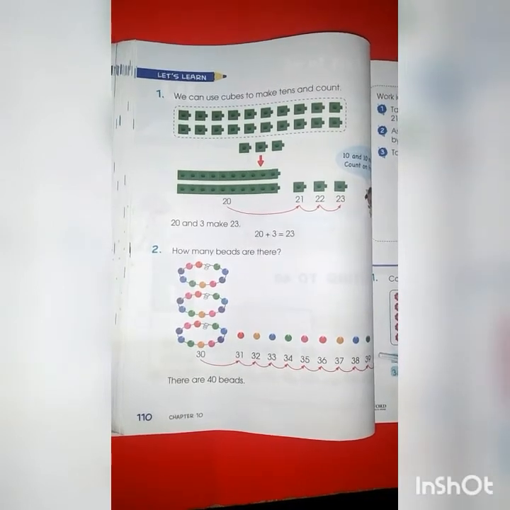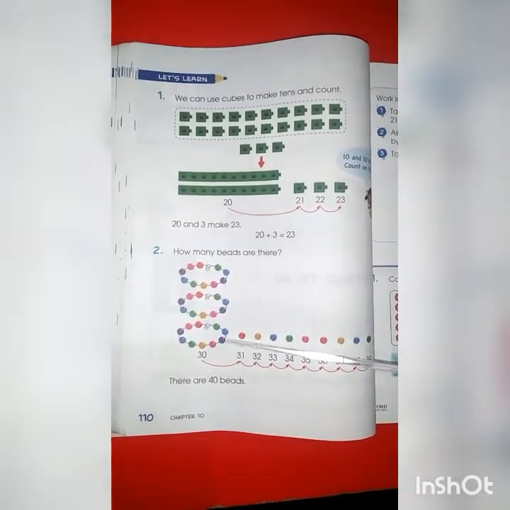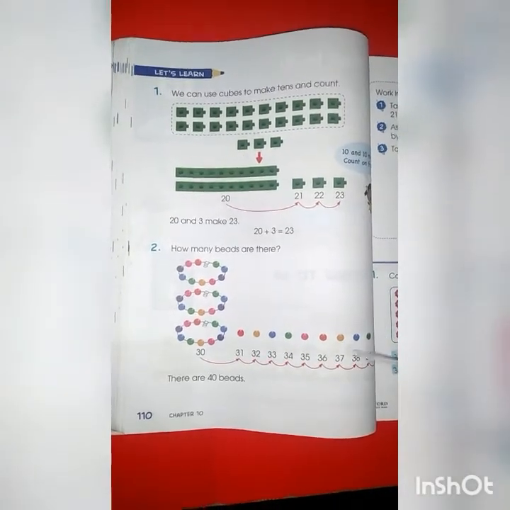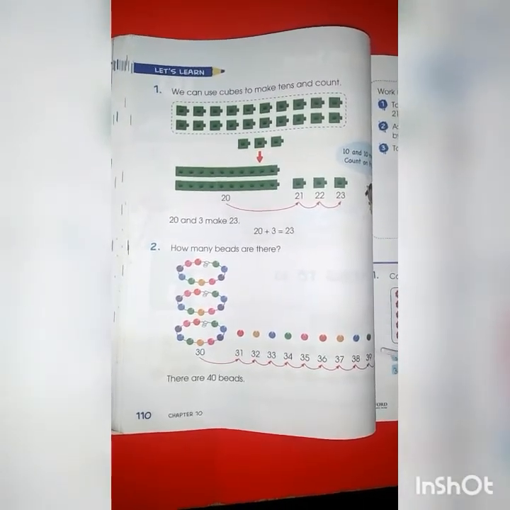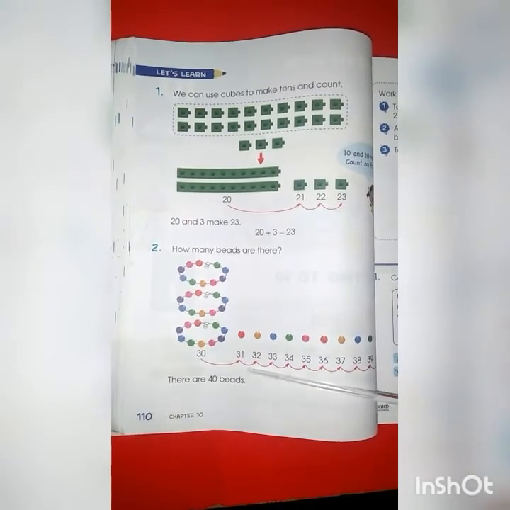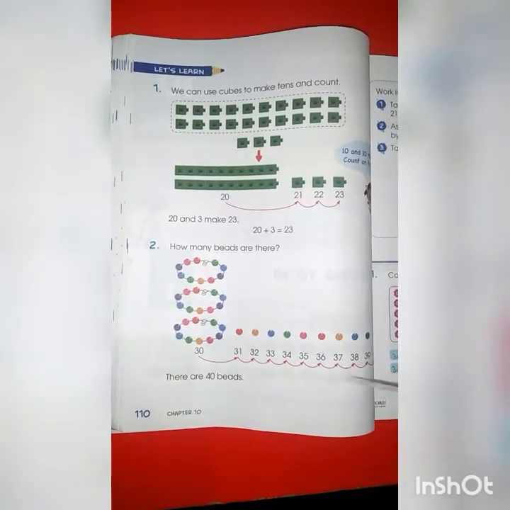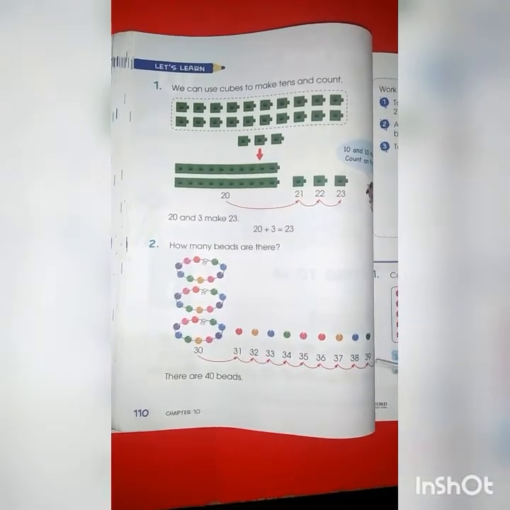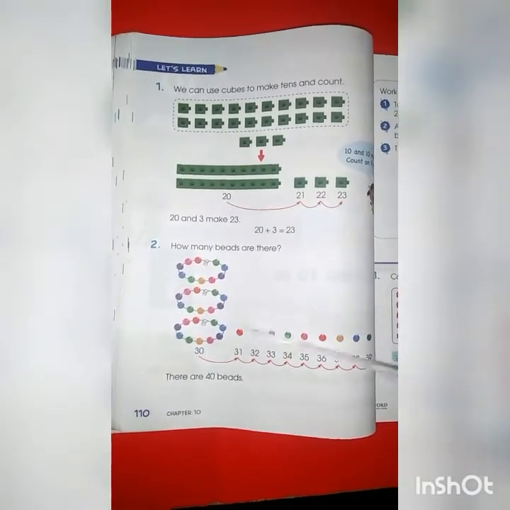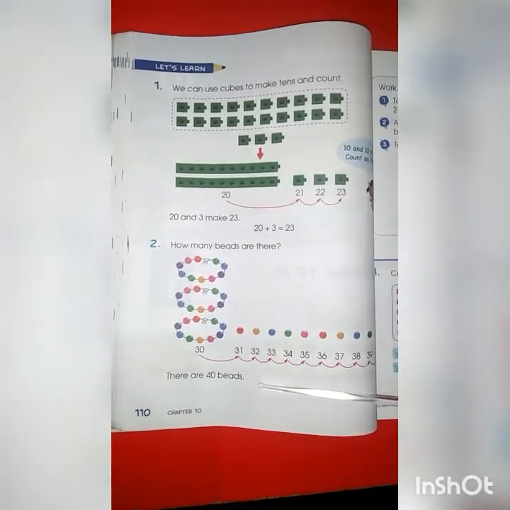the ones value. When we count them, 10 plus 10 plus 10, 30, and when we count the ones place beads we will count them 31, 32, 33, 34, 35, 36, 37, 38, 39, 40. 30 plus 10, 40. There are 40 beads altogether.